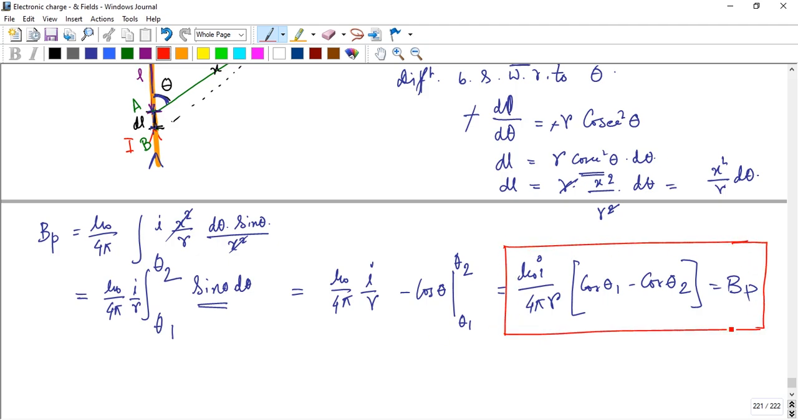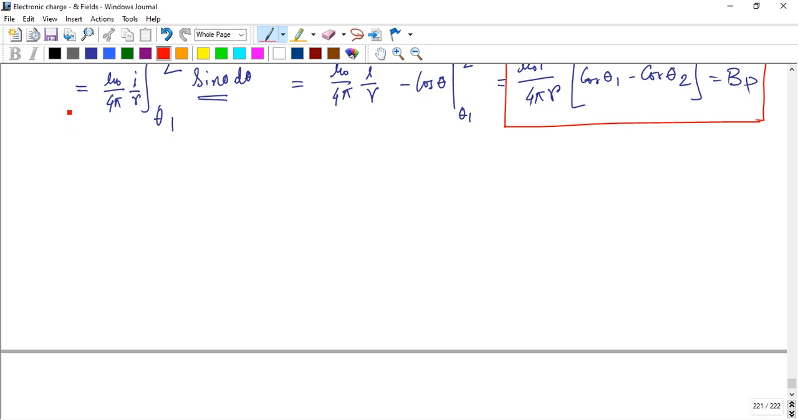That's the basic expression, the main expression here. Now I apply some condition or case here. Applying some case or boundary condition. Condition number 1: if R is much less than L.